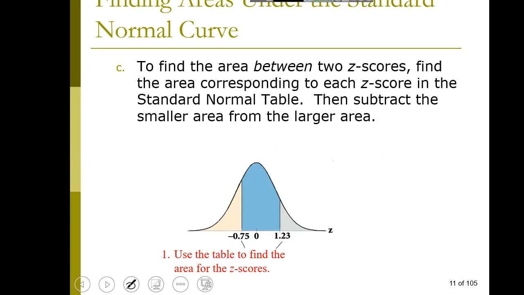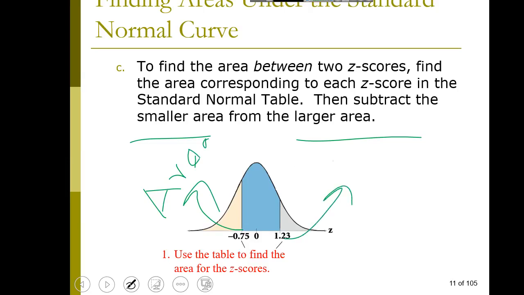Okay, now to find the area between two z-scores, find the area corresponding to each z-score in the normal table, then subtract the smaller area from the larger area. So you calculate the respective area for minus 0.75 and the respective area for 1.23. Check the z-score of minus 0.75 in the table and determine the respective probability, and also check the value of 1.23 in the standard normal table and find the area. Now the area of 1.23 will of course be greater than the area of minus 0.75, so subtract the area of minus 0.75 from the area of 1.23 to determine the area in between these two z-scores.